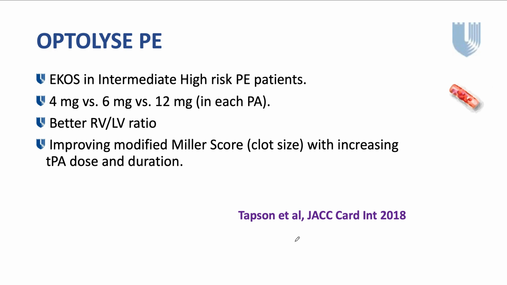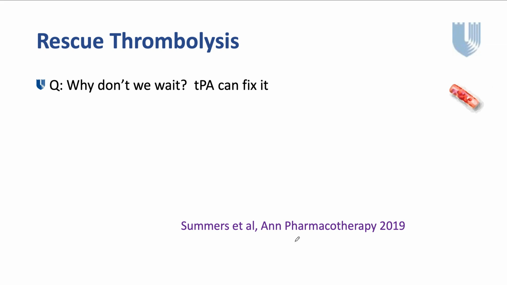The OPTALYSE PE study is an important study that made us aware that despite improvement in clot size and RV size with smaller TPA doses, we started having a higher risk of bleeding, which makes us think twice before we proceed for these procedures. Rescue thrombolysis is another question that we ask.